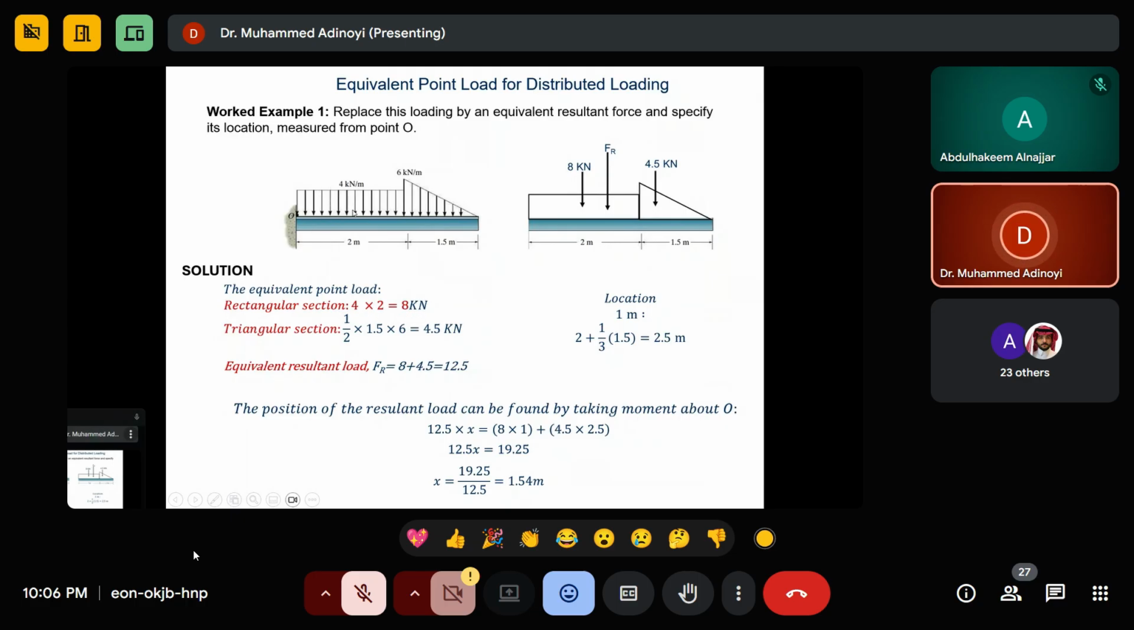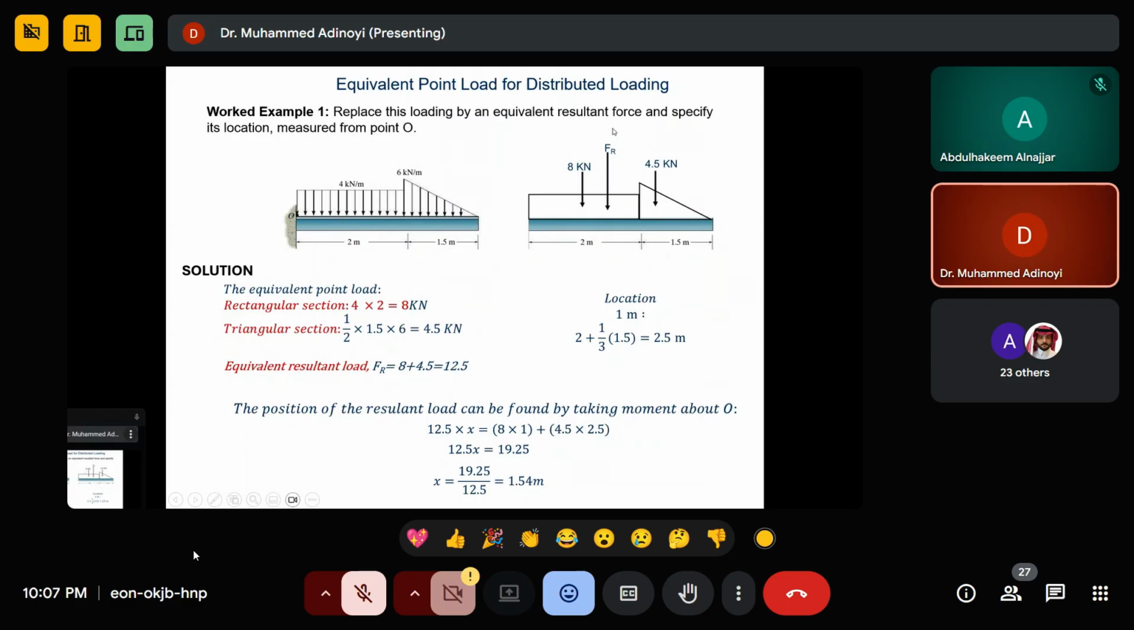So this is the area of this shape, 8 kilonewton. This is going to be the area of what? 1 over 2 multiplied by 1.5 multiplied by 6, 4.5 kilonewton. Now, where will they lie? I know for a rectangle, it should be at the center of the rectangle. I know for a triangle, it's going to lie 1 over 3 from here. From here to here is going to be 1 over 3, and from here to here is going to be 2 over 3.